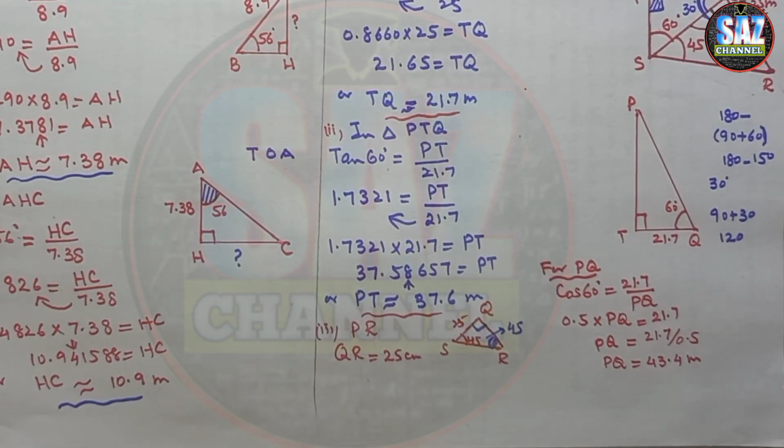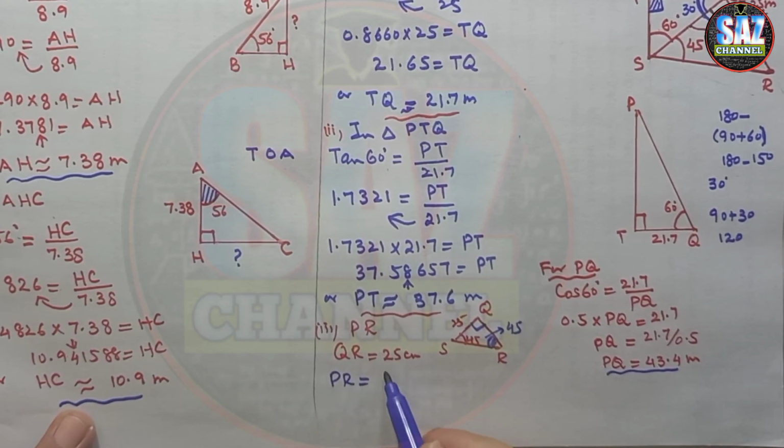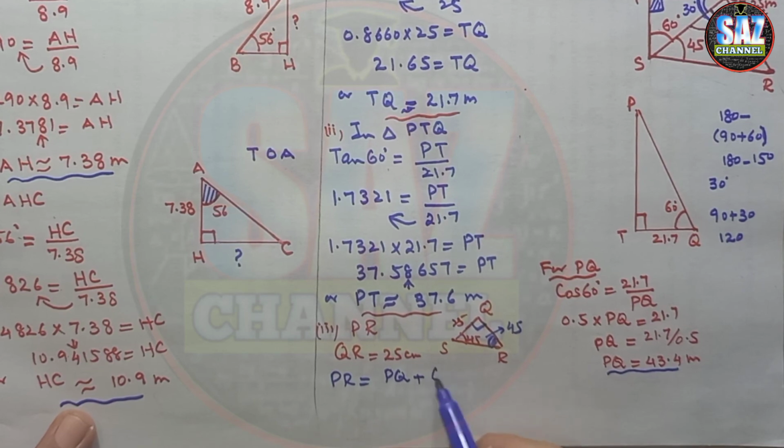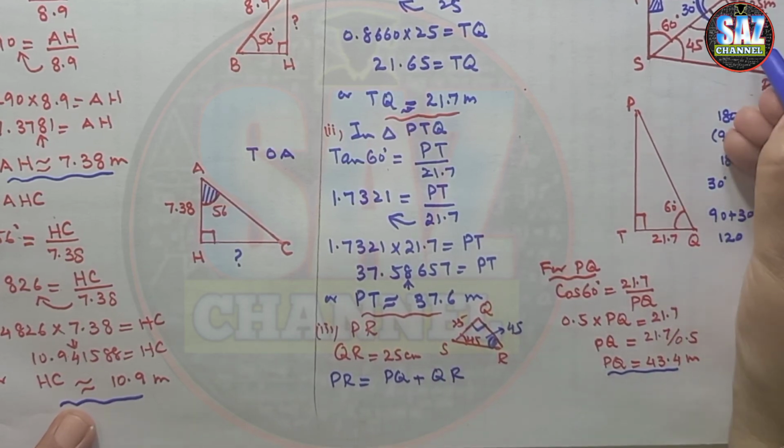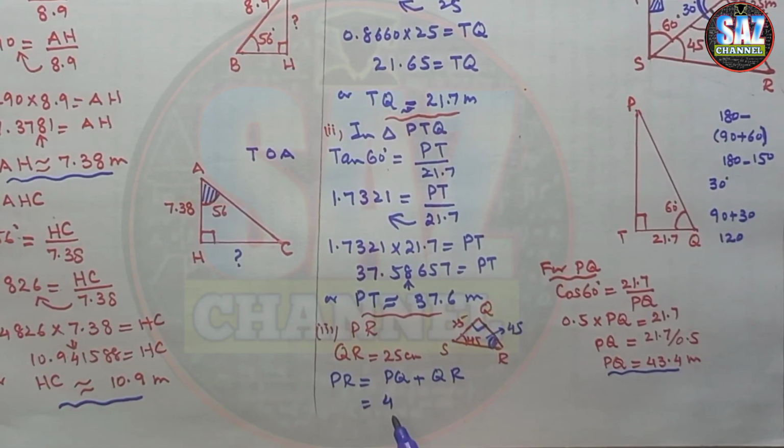But this is not the requirement of the question. The requirement of the question is PR length. PR length will be equal to P to Q plus Q to R. Q to R is 25, and P to Q is 43.4. 43.4 plus 25 gives me 68.4 meters. PR is 68.4 meters. I hope you are clear about today's lesson.